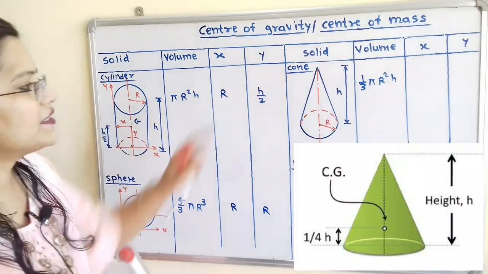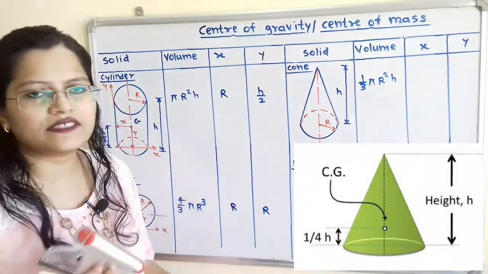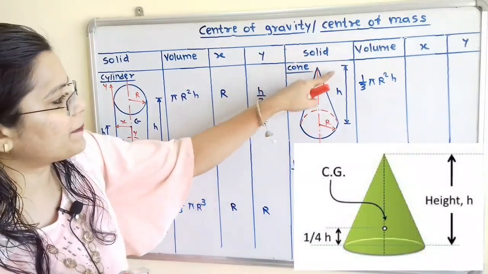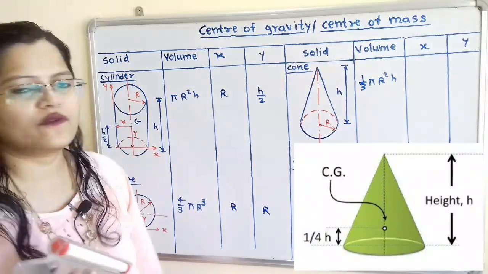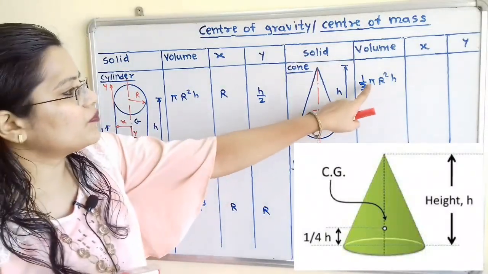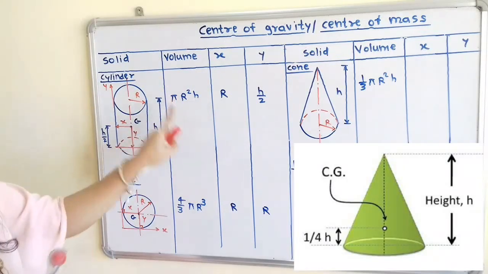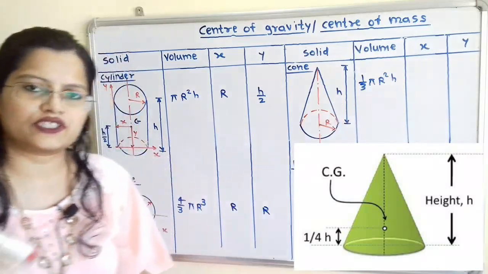Now next solid is cone. So cone is having base circle with radius r and the height from the center of the base circle to the apex is equal to h. So how to find out volume of cone? If we observe, that is equal to volume of cylinder divided by 3, that is 1 by 3 pi r square h.